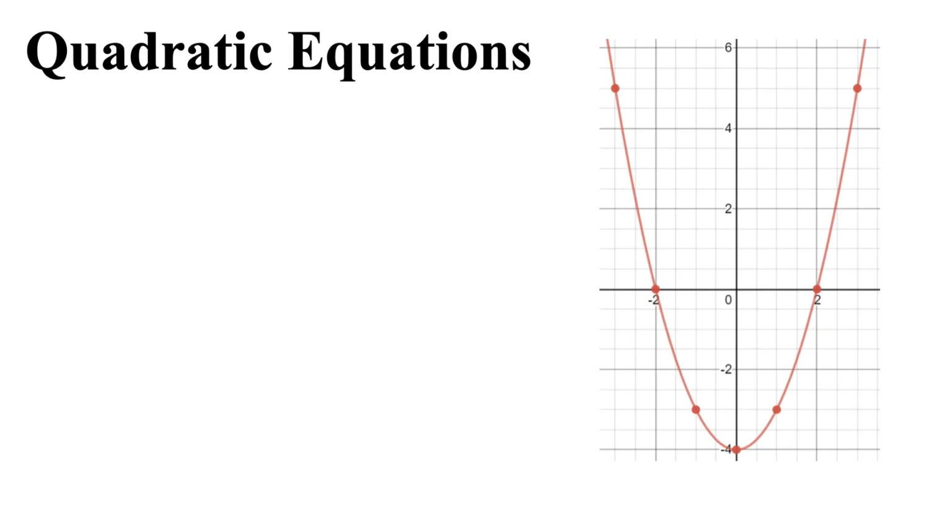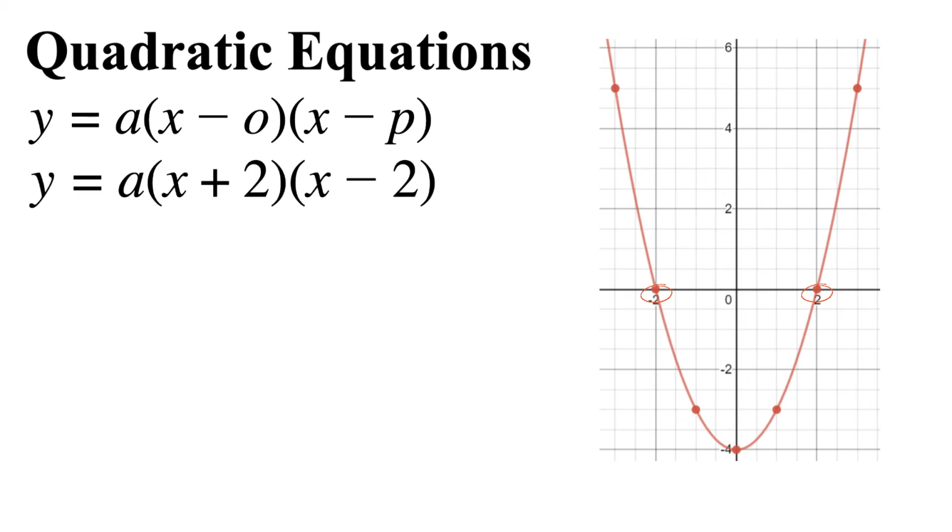To find the equation of this parabola, there are two ways. From this graph, we can see the two x-intercept points. These points are (negative 2, 0) and (2, 0). This gives us y equals a times (x plus 2) times (x minus 2), because when y equals 0, that means the x has to be either negative 2 or 2.